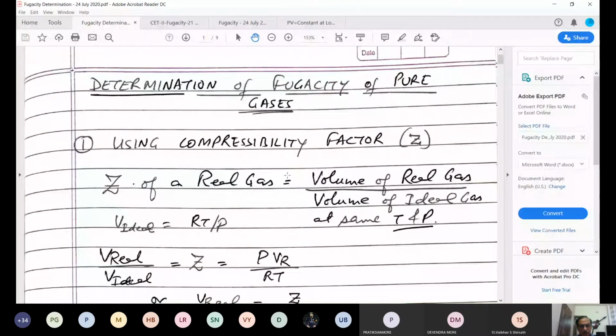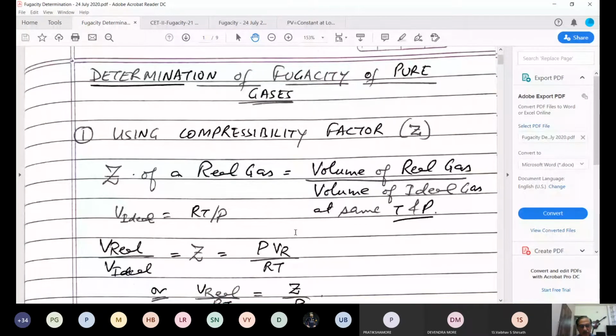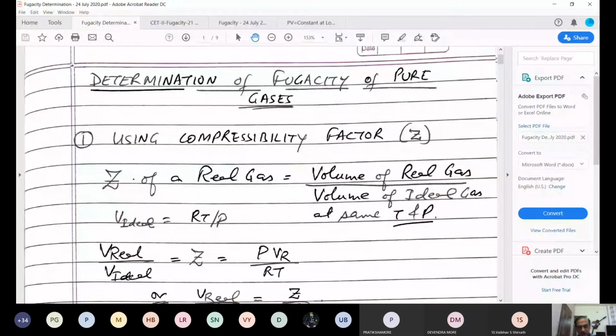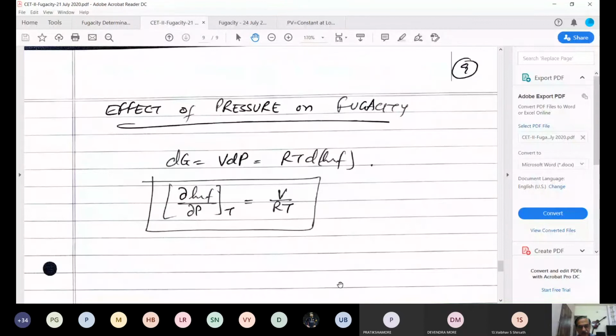Okay. So using compressibility factor, there are many methods of determining fugacity. Again, fugacity cannot be measured, so we have to find out or calculate. तो compressibility factor क्या है? Z डिफाइन किया ना आपने, CET1 में. What is compressibility factor? Measure of deviation from ideal gas.